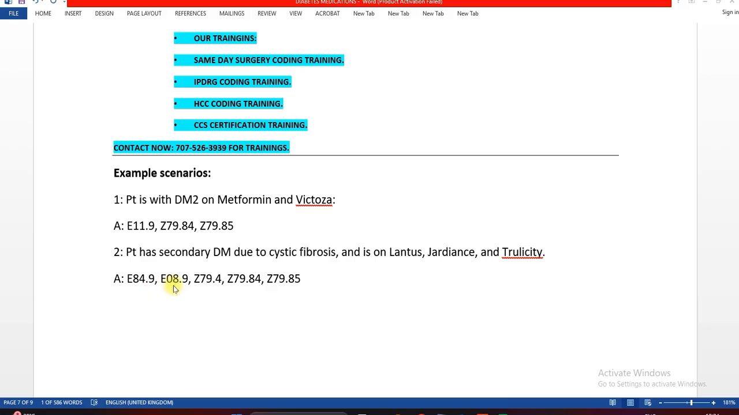Next, we need to code the reason for this diabetes. This is secondary diabetes, and the reason for the secondary diabetes is cystic fibrosis. So we code the underlying condition as the principal diagnosis, and then we code E08.9, the secondary diabetes code. As usual, we need to code Lantus, then the oral hypoglycemic drug, as well as Trulicity for the injectable non-insulin drug.